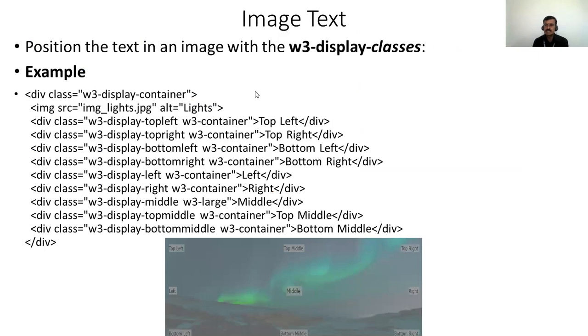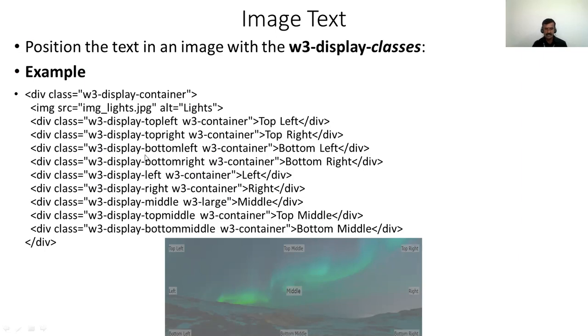The next is an image and a text. Inside the image, you can give a text at the top corner, right corner, or bottom corner. You can use this as a property using the W3 display container classes. Inside these classes, you can use W3 display. If you want top left, you can specify it here. Top right, you can specify right like that. The bottom left, you can specify the bottom left. Bottom right, you can specify here, in this the bottom right W3 container can be displayed here.